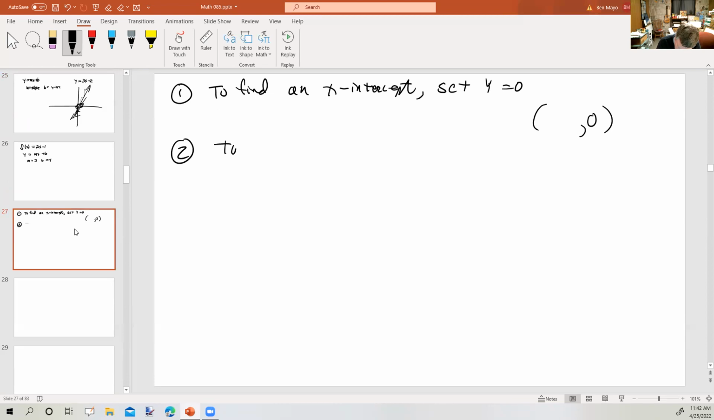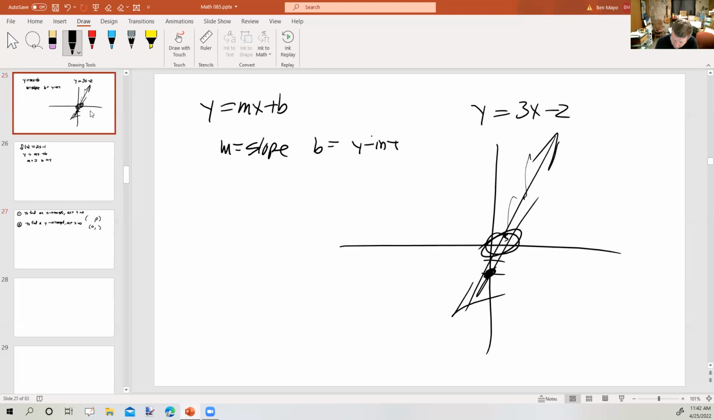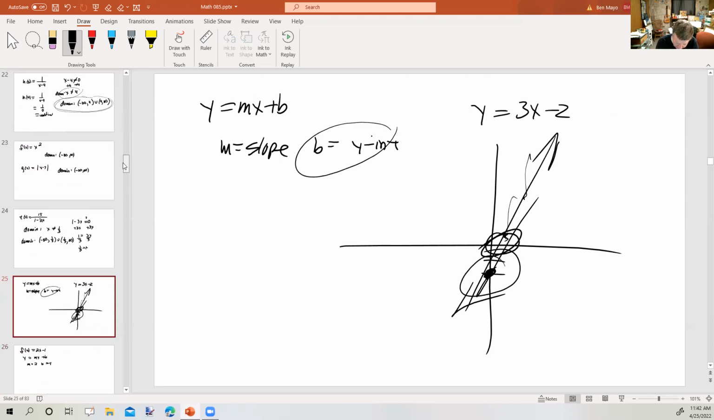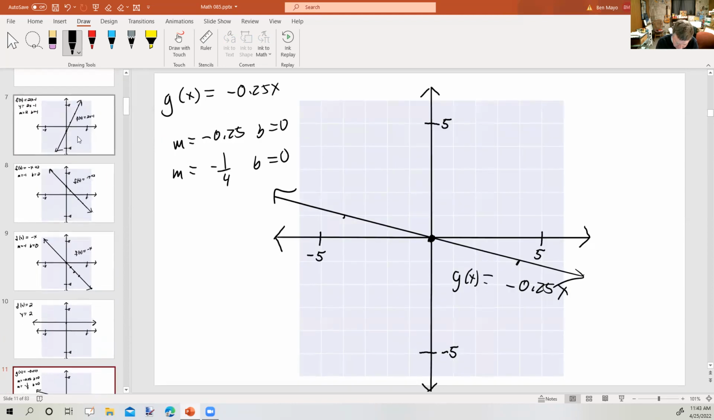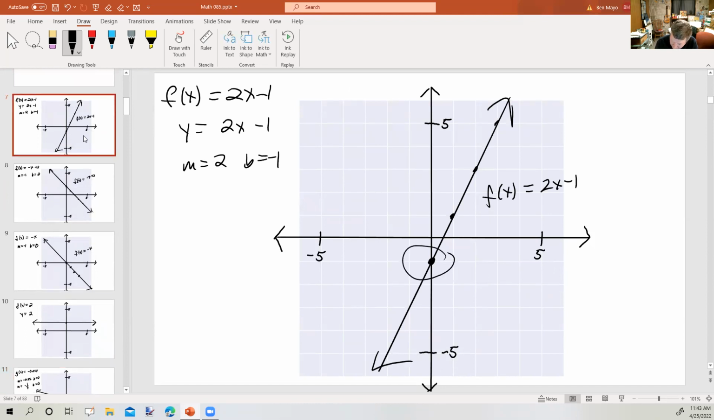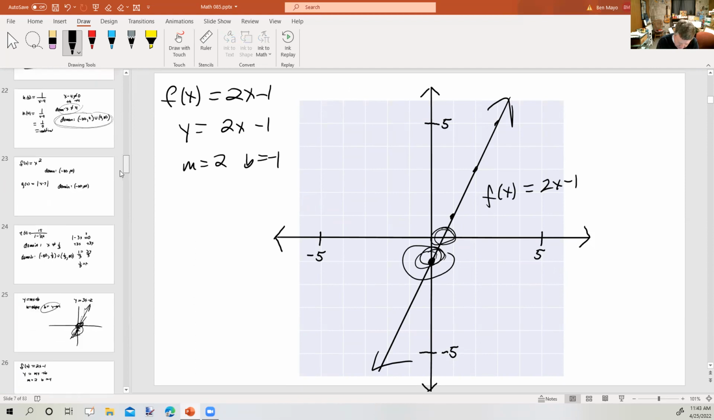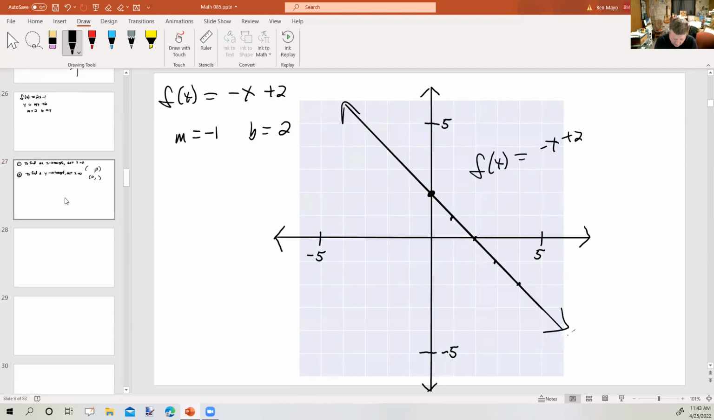Number 2, to find a y-intercept, set x equal to 0. So complete that ordered pair. And that would give you the value that we call b, that is where it intersects the graph on the y-axis. So this is the x-intercept, this is the y-intercept, okay? Any question about those two ideas?